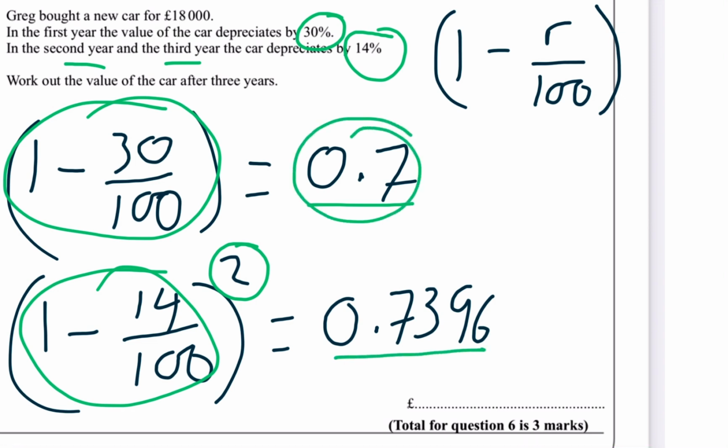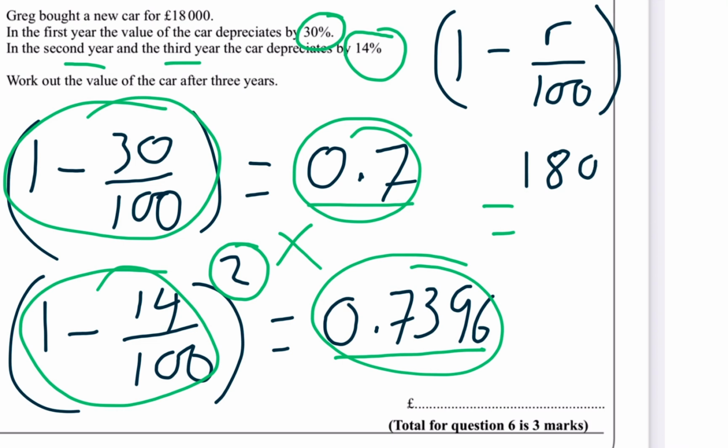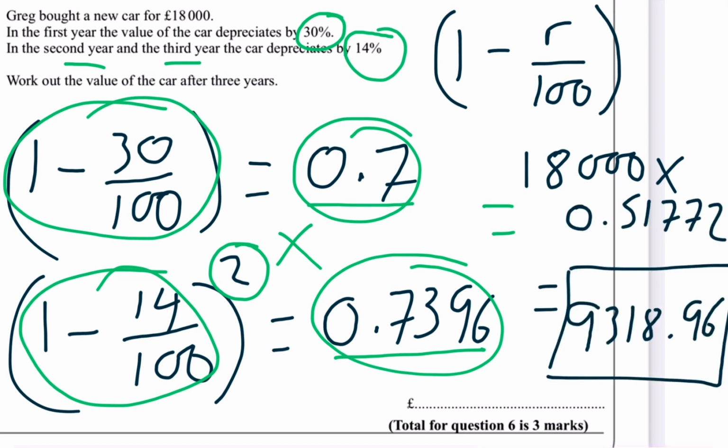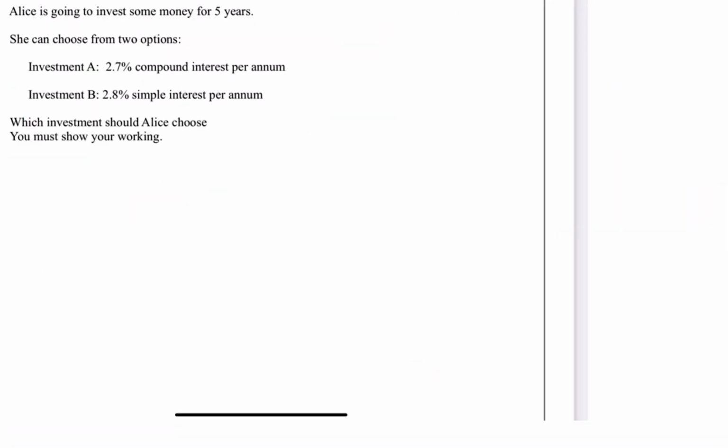So what do I do with the first multiplier and my second multiplier? I multiply the multipliers, and therefore I get a super multiplier. So I end up with £18,000 for the car multiplied by 0.7 times 0.7396. So 18,000 times the super multiplier, which is 0.517772, and I should get an answer of 9318.96.